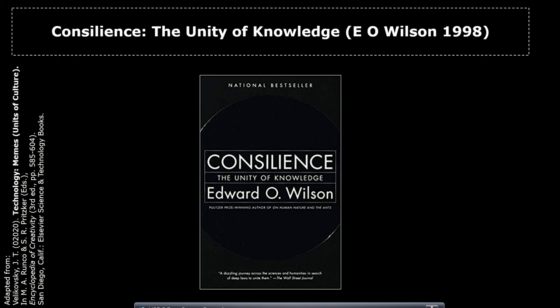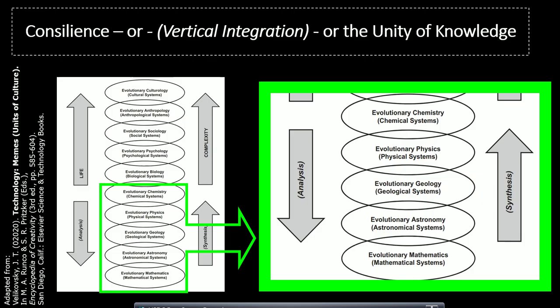I'm a big fan of Consilience by Edward O. Wilson. The unity of knowledge, that's one great unit of culture right there. A book is a unit of culture, but a word is a unit of culture, so is a sentence. They're all memes, units, but they're structured as HOLON-partons, and they obey the 3 laws of HOLON-partons, I suggest. I could be wrong. So this is what consilience or vertical integration of the sciences or the unity of knowledge can look like.